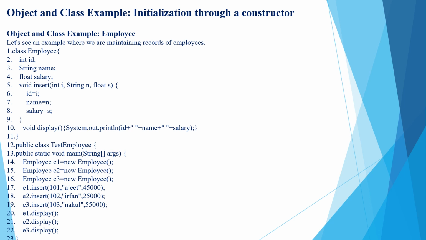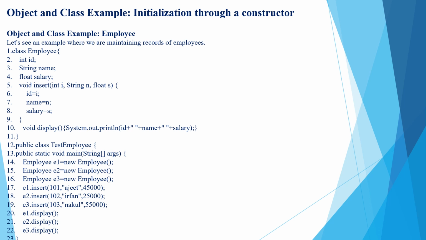Now we are having another class. The name of the class is TestEmployee, public class TestEmployee, which is actually the main class. So public static void main, String args. Here the file name that I would save by is TestEmployee.java, because within that only we are having the main method. So here we are creating the objects for the Employee class.